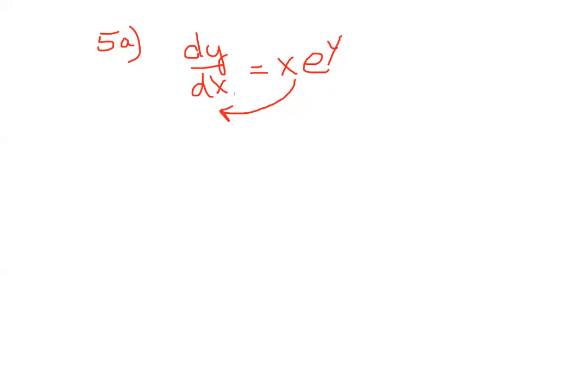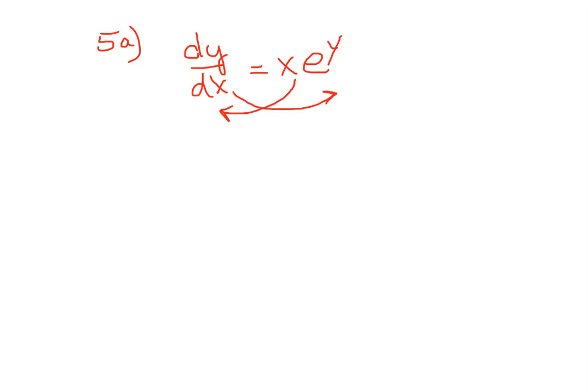Now let's look at 5. We're finding the general solution. We'll start with 5A, the differential equation dy over dx equals x e to the y. So in order to solve a differential equation, it asks you for a general solution. That means there's going to be a plus c somewhere. We have to separate the variables. We're going to put all the y's over here, and we're going to put all the x's over there.